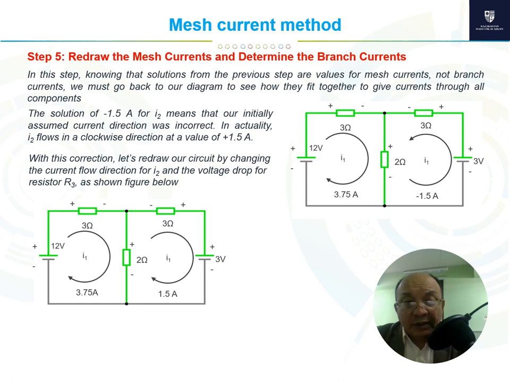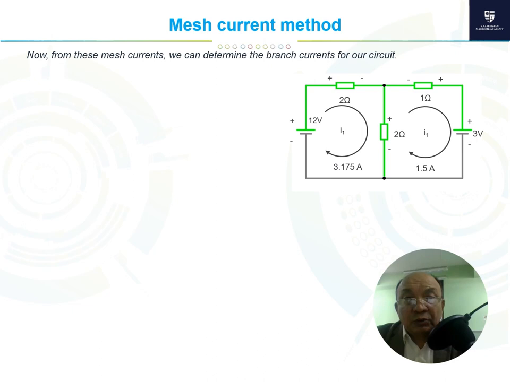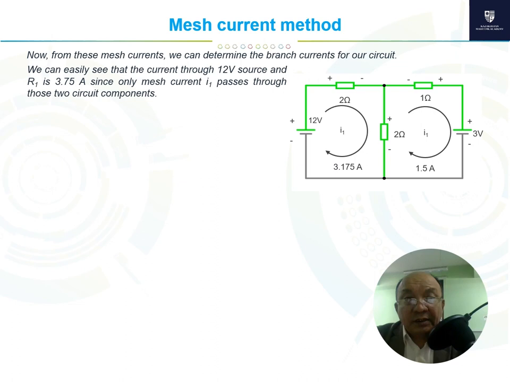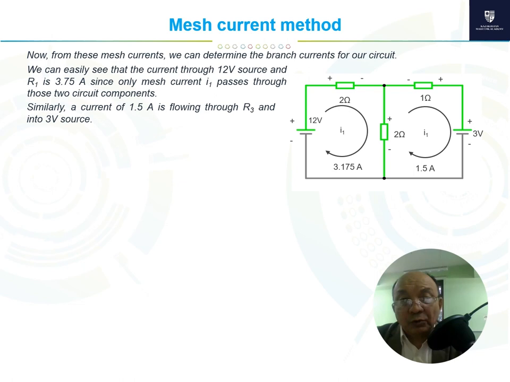And now from this mesh current we can determine the branch current for our circuit. So we can easily see that the current through the 12 volt source and R1 is 3.75 ampere, since only this mesh current passes through these two circuit components, and the current 1.5 ampere is showing through the I3 here, through the R3. But here we don't have the single current, because here we have two currents.